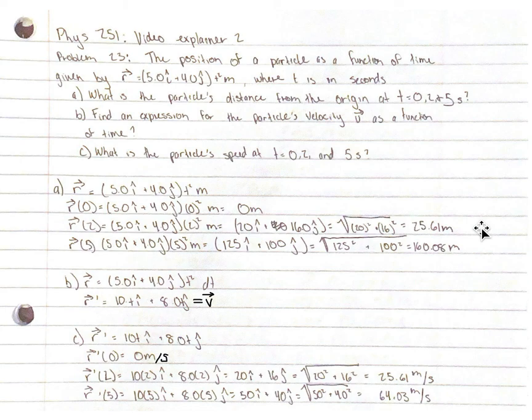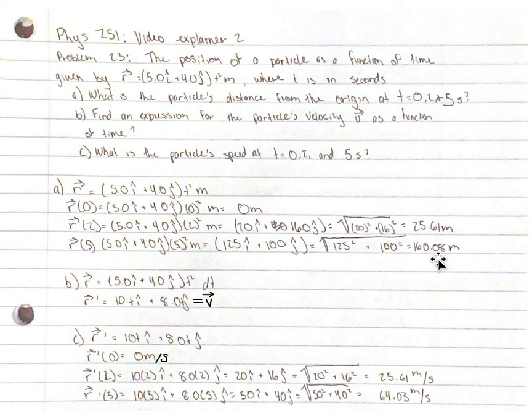We follow these same steps to solve for the particle's distance from the origin at time t equals 5, and when we do this, we get 5 squared, and when we multiply that out, we get 125 i hat plus 100 j hat. And for our conversion, we will take the square root of 125 squared plus 100 squared. And when we do this, we get 160.08 meters from the origin at time t equals 5 seconds.